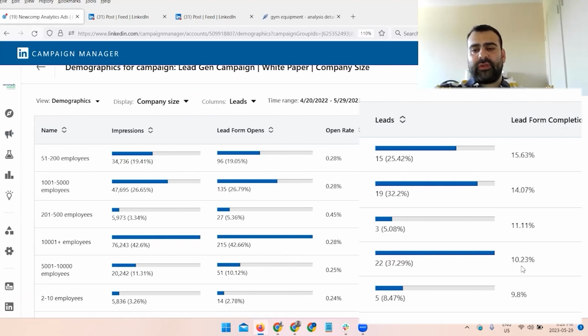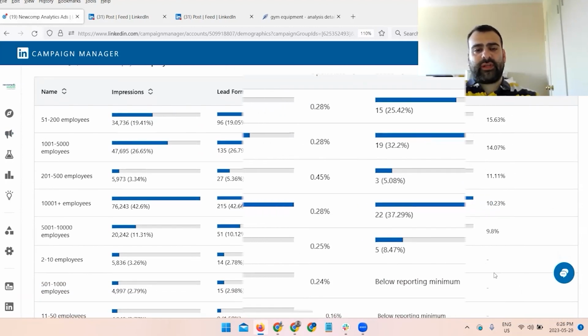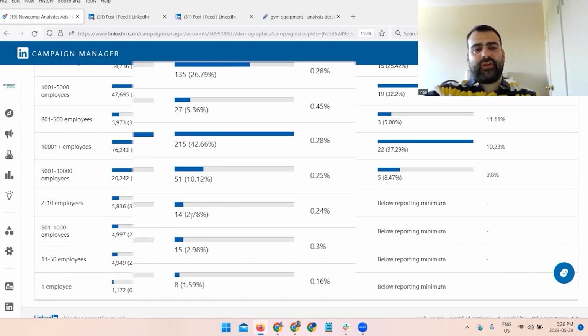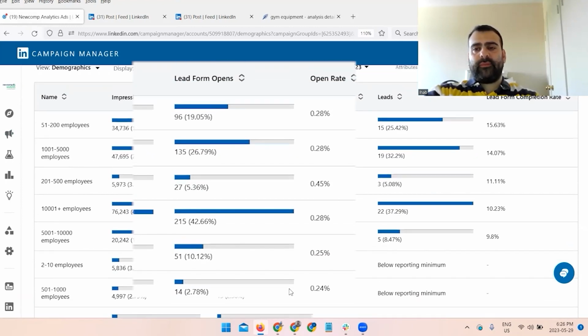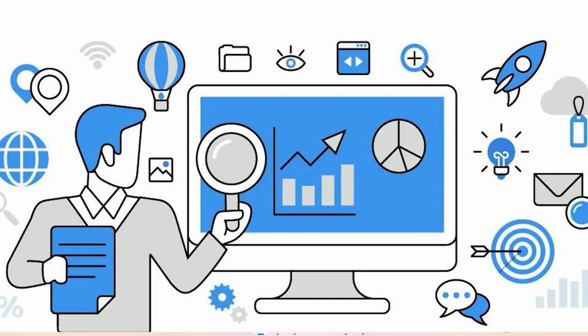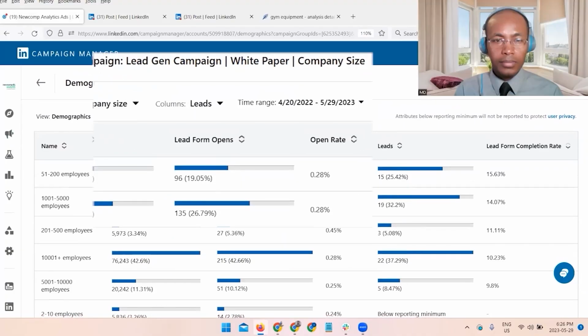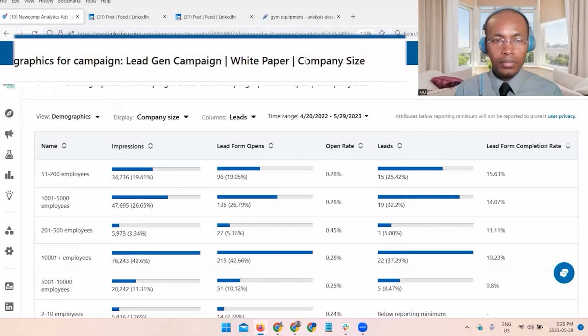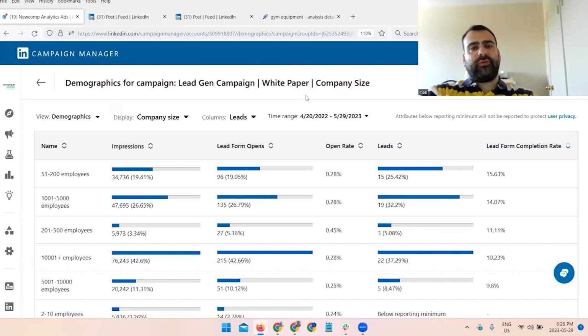So anything below like 7%, I like to exclude if they also got some form open. That's one way of optimizing the campaigns. And this is only for one campaign. So I usually do this for all the active campaigns every 2, 3 weeks.